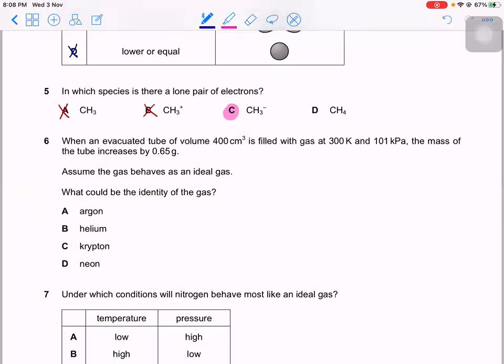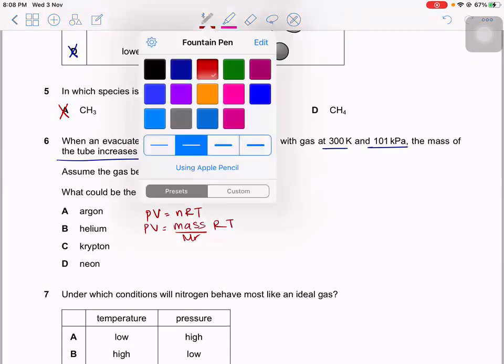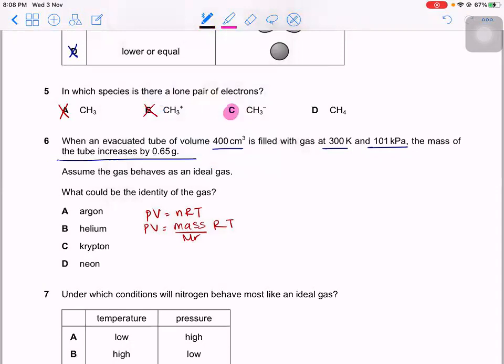Question 6. When an evacuated tube of volume 400 cm³ is filled with gas at this Kelvin, 101 kilopascals, the mass of the tube increases by this much. You need to find the identity of the gas. So PV equals nRT. Instead of n, we can equate mass upon Mr, RT. Pressure right here is given as 101 kilopascals.